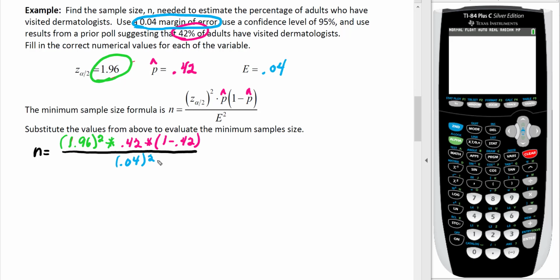Remember, in order of operations, we're going to have to do exponents first. So we're going to have to take the 1.96 squared, and also we can take the 0.04 and square it and write both those answers down. Let's do both of them on the calculator: 1.96 squared and 0.04 squared. So writing them down, first, 1.96 squared we said was 3.8416.